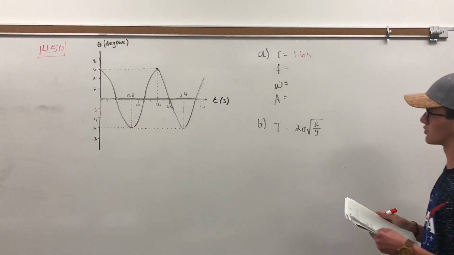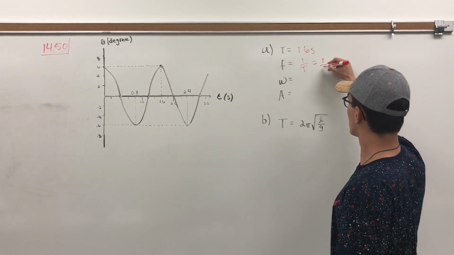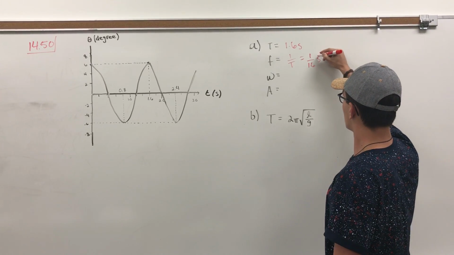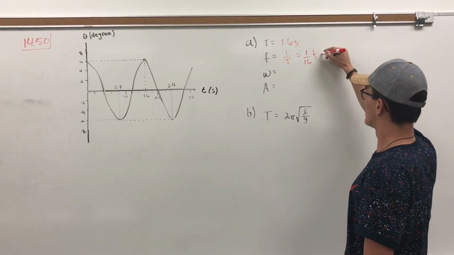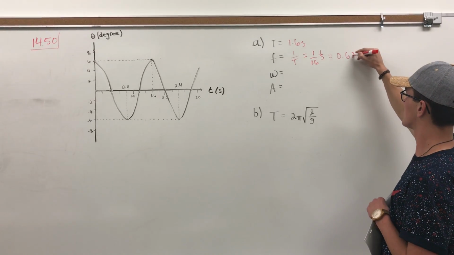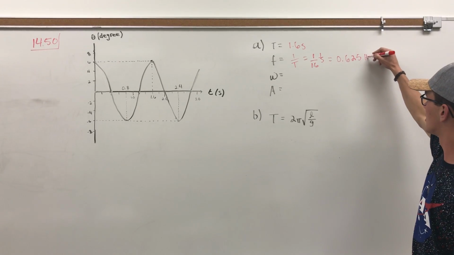and the frequency, its formula is 1 over the period, so we're going to get 1 over 1.6 seconds, which is equal to 0.625, and the units for this is 1 over seconds or hertz.